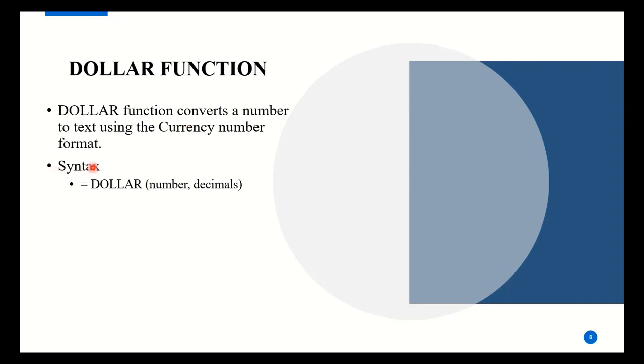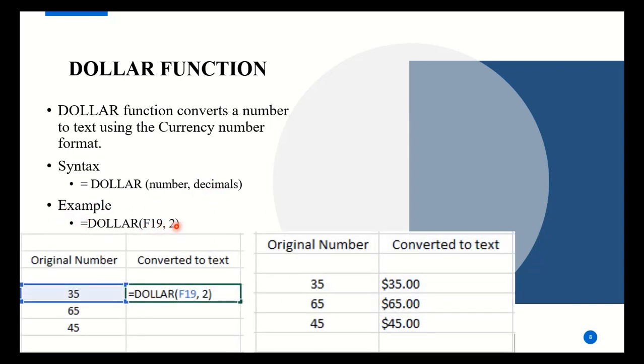Just type an equal sign, use the name of the function, DOLLAR, and the parameters. Remember, parameters are separated from each other by commas. The first value is number. The second value is decimals. For example, DOLLAR(F9, 2).